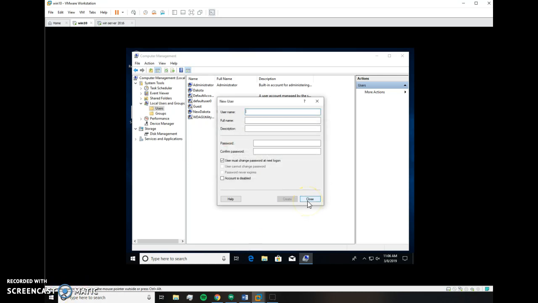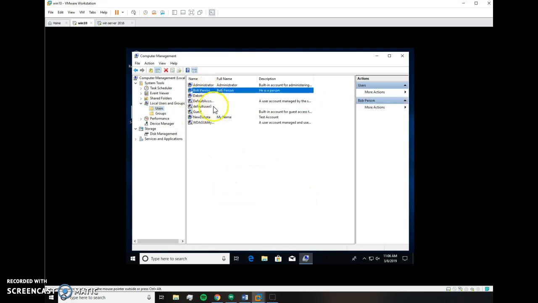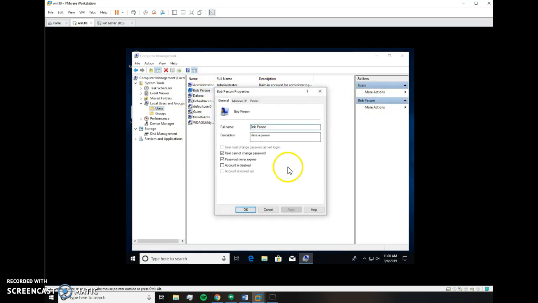Okay, none of those passwords are working, but I did get one to work. So here we go. Bob Person. He's a person. We're going to look at properties. User cannot change password. Password never expires.